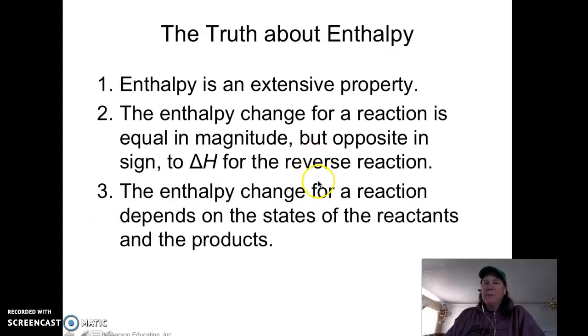The enthalpy change for a reaction depends on the states. Gases have much more change in enthalpy than liquids or solids. Actually, I don't even think you figure solids into them. So the states of the reactants and the products make a big difference. Gases are the big ones as far as more changes. They affect it way more than a liquid or a solid.